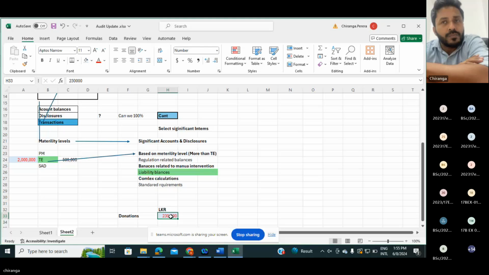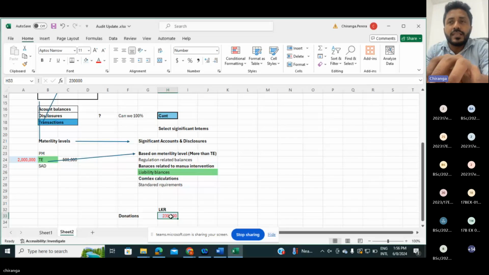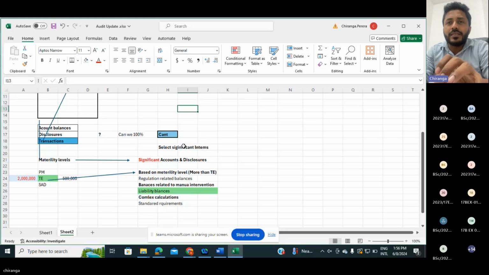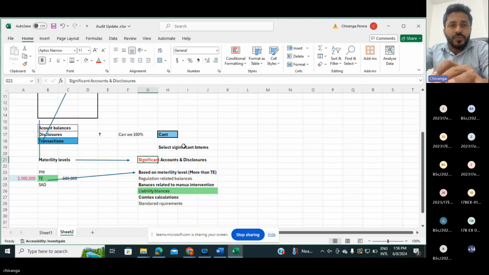So then my point is what? As a regulator, donation is a significant balance. Rather than considering the value of the balance, a donation, without considering the value, is a significant balance. Why? The word significant always depends on what? Stakeholders' decisions. So the regulator, IRCSL, is a key stakeholder, right? From their perspective, if there's a donation balance, maybe 100,000 or 50,000, as auditors we have to select that as a significant account. Why? It is sensitive to their decisions.